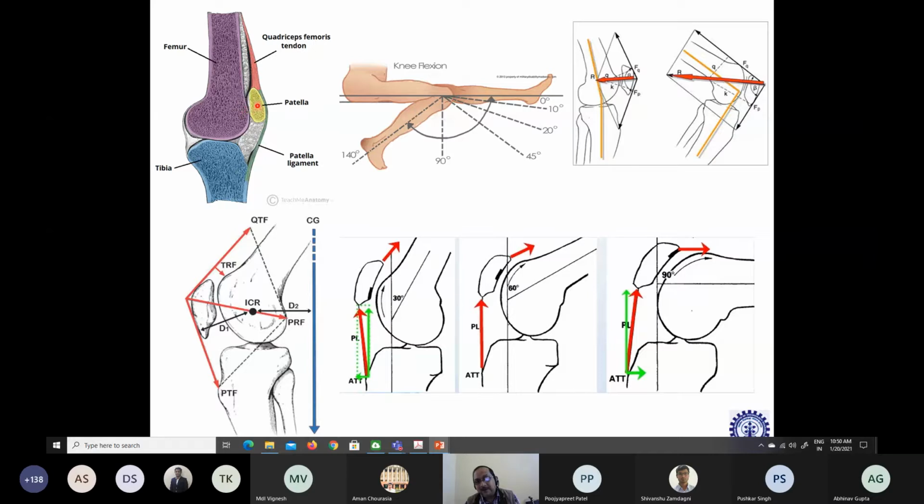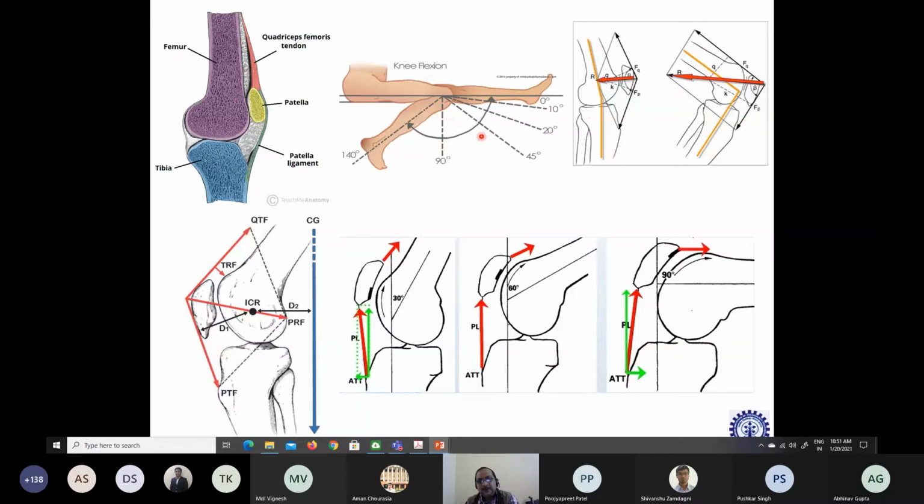So we have a connection between the patella and the femur, giving rise to the patellofemoral joint, and we have the primary joint between the femur and the tibia, that is called the tibiofemoral joint. Now it's very interesting to note the role of this patella.